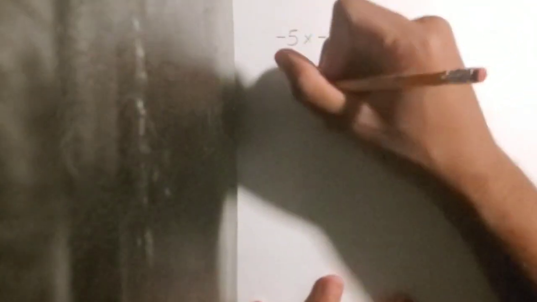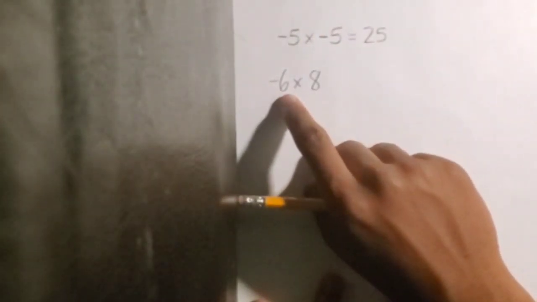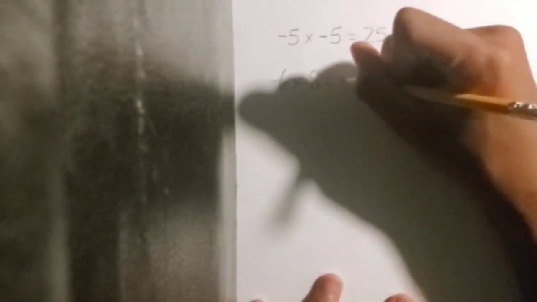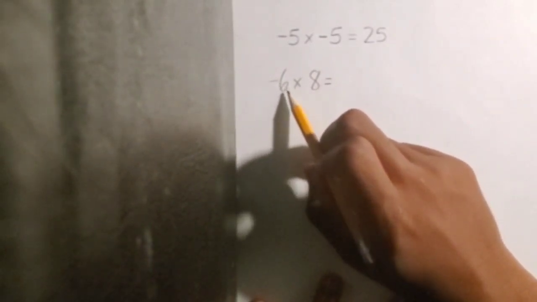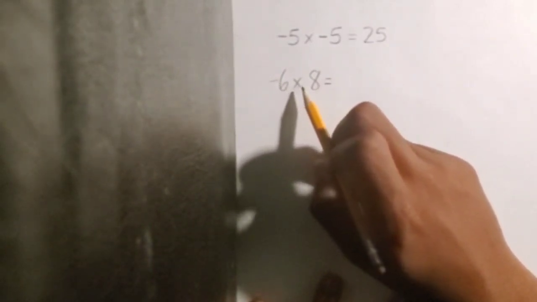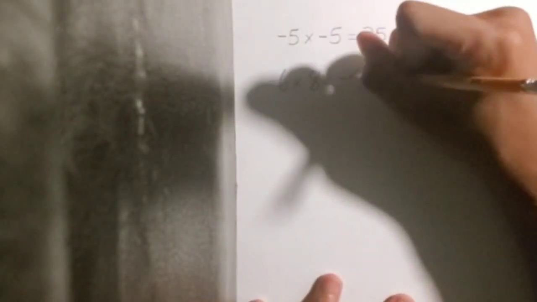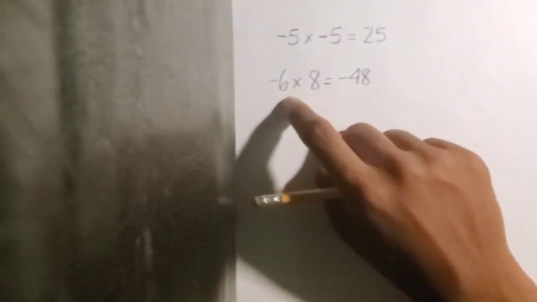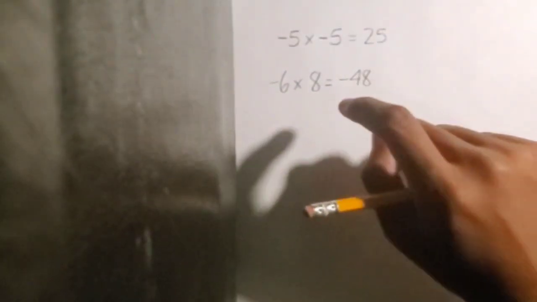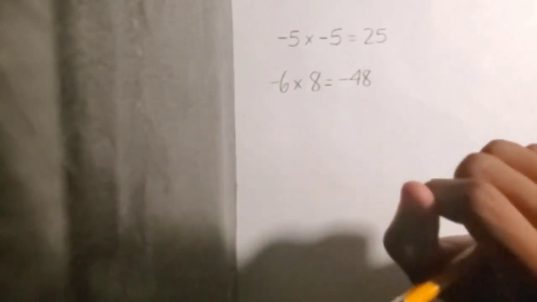So if you do this, see, negative 6 times 8 equals, now you see those signs are different. So negative 6 times 8 equals negative 48, because those signs are different, right? So negative times a positive has to be a negative.